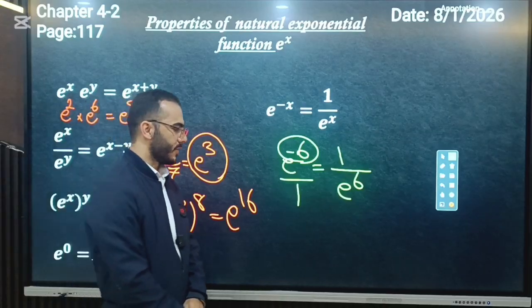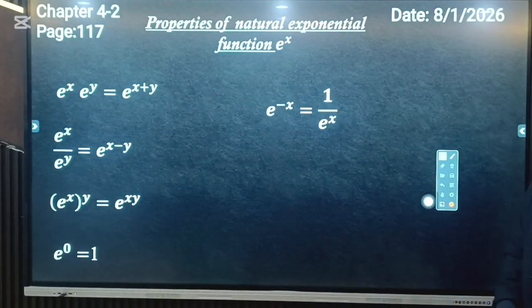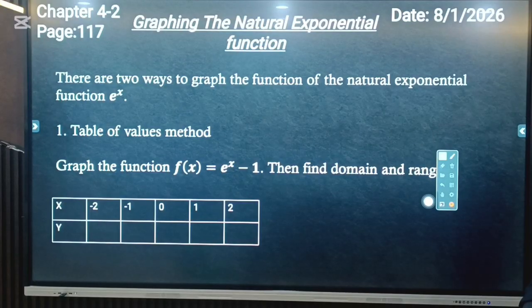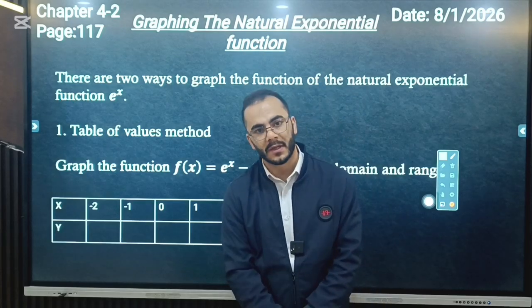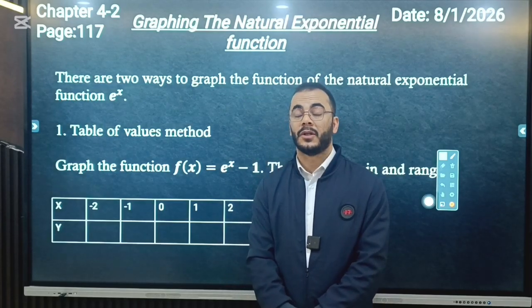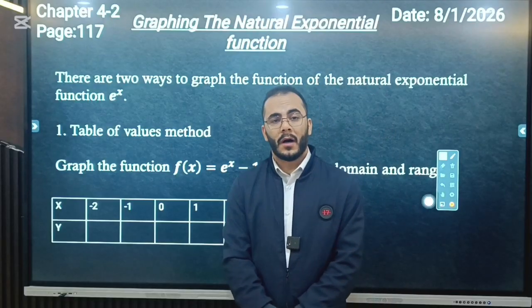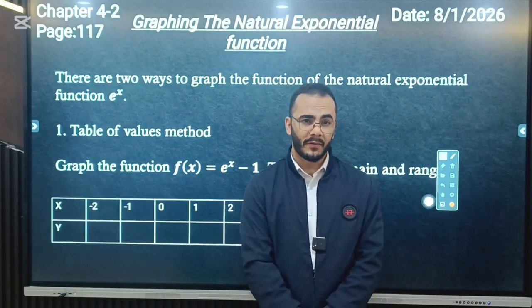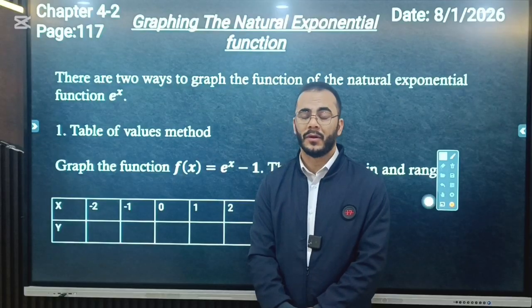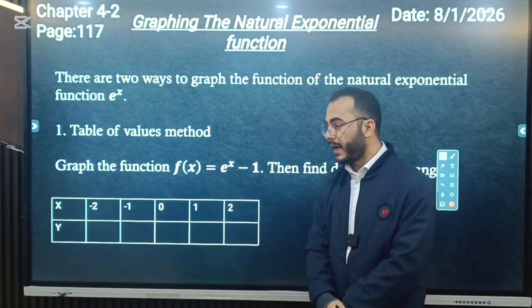the natural exponential function. So let's get to the main point, which is graphing the natural exponential function. As I already mentioned, we have two ways to graph the natural exponential function, either the table of values method or the transformation method. For the table of values, it's very easy. We already tried it when we were dealing with decay and growth exponential functions. We will do it here again.